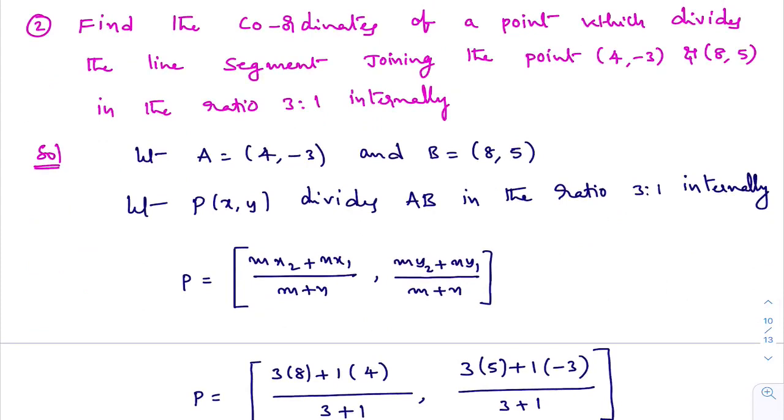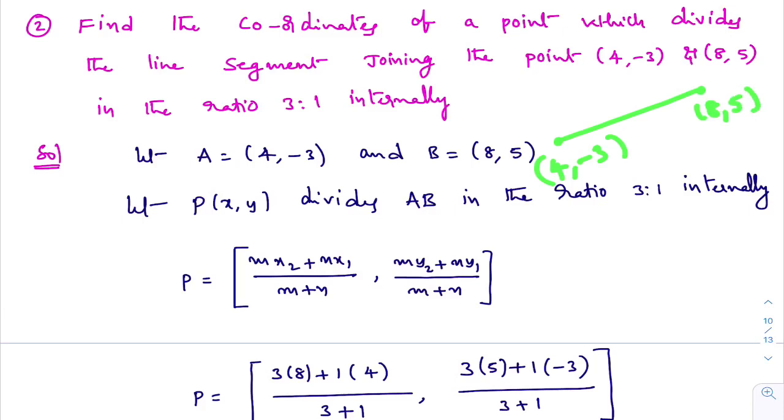In the last class we learned about the section formula derivation, but we didn't do any problem related to it. So in this class I am going to do a problem by using the section formula. See what they are asking: find the coordinates of a point which divides the line segment joining these 2 points in the ratio 3:1 internally. Consider this point is (4, minus 3) and this point is (8, 5). Try to understand what they are saying.